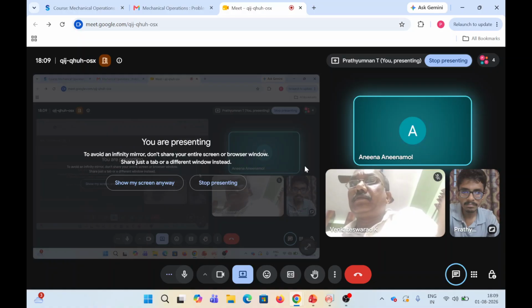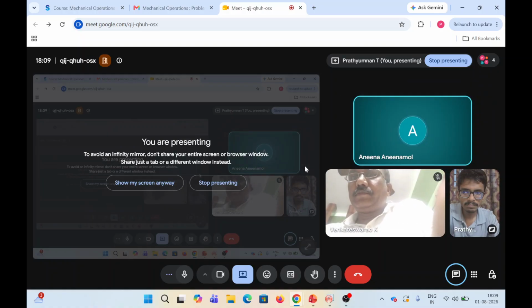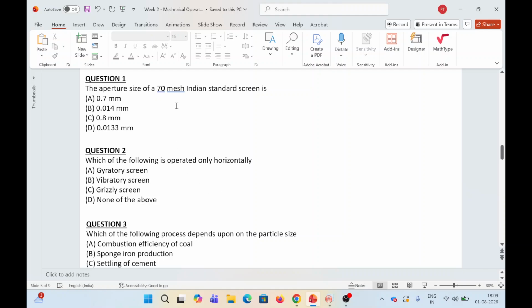Aperture size is expressed in terms of a deca micron. So then in that case, what will be the answer for this question? So the mesh number is 70. 0.7 mm. So answer is A.